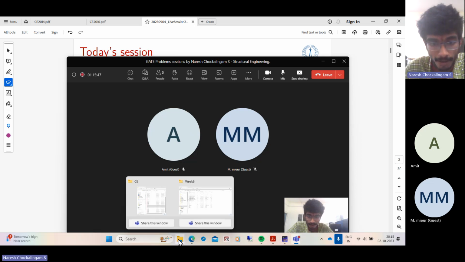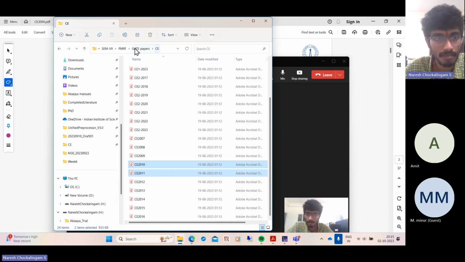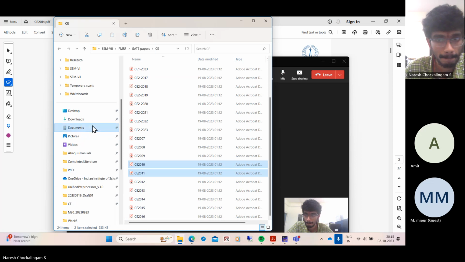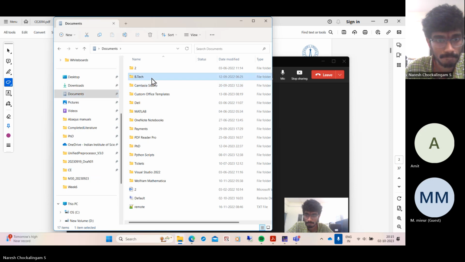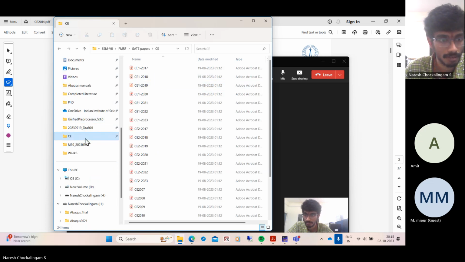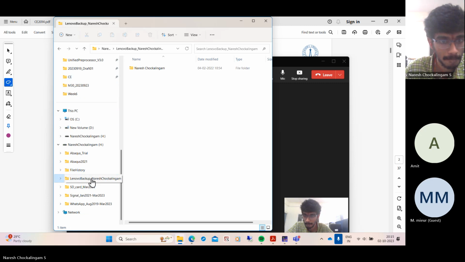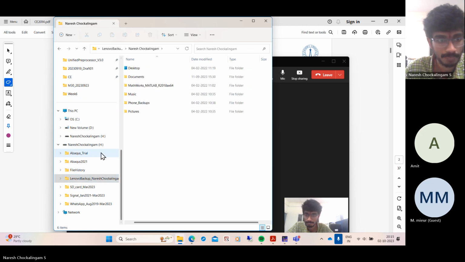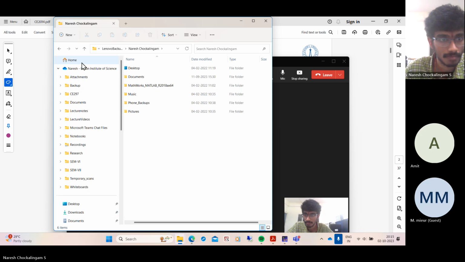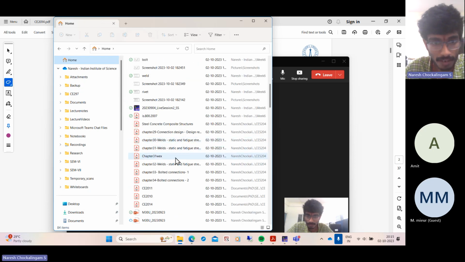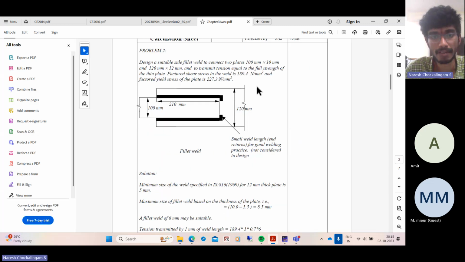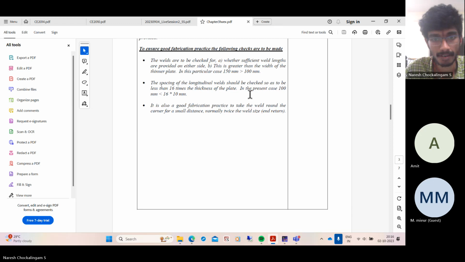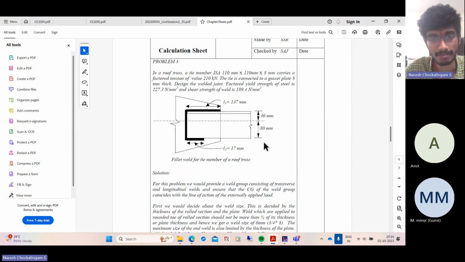So they also have solved problems. Let me show it. You can look at this. We also have the solved problems in welded and bolted connections. That will be helpful for you for practice.